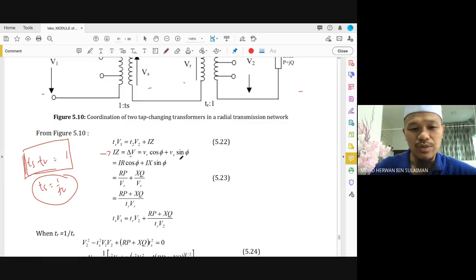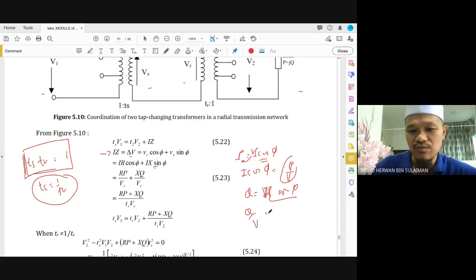From here we can also see that I cos phi, with P equals V I cos phi, so I cos phi equals P divided by V. So you get P over V. Similarly, Q equals V I sin phi, so I sin phi equals Q over V. That's why you get this here.